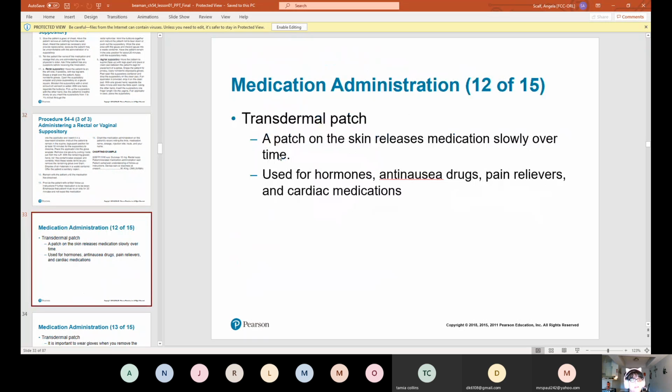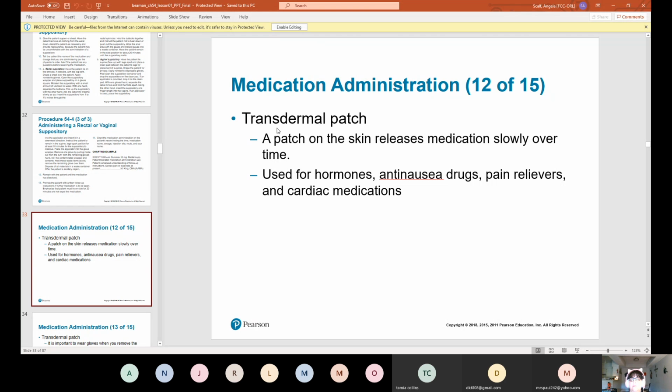Now, this is something that's new-ish. And when I say that, I mean the last 30 years or so. We have the ability to administer medications transdermally. Now, that is really cool, and I'll explain why.